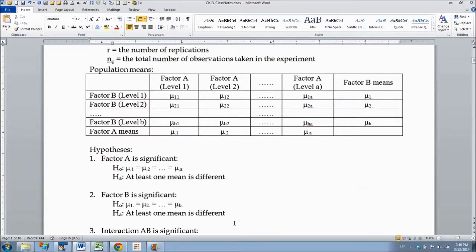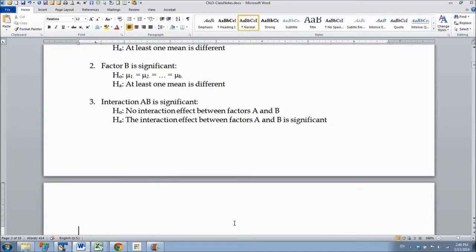Now there is a third set of hypotheses, and that is called interaction between A and B. Are there differences that are different because of the combination of levels of A and B? So here the null hypothesis is there is no interaction effect between factors A and B, and the alternative is that there is interaction between the treatment levels of A and B.